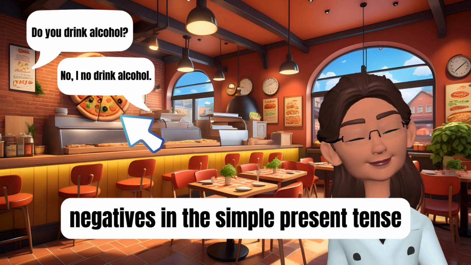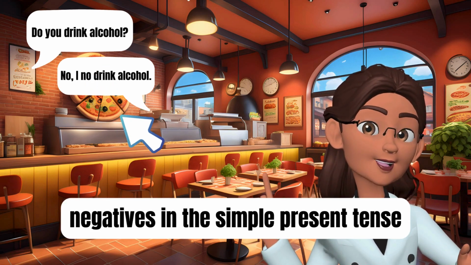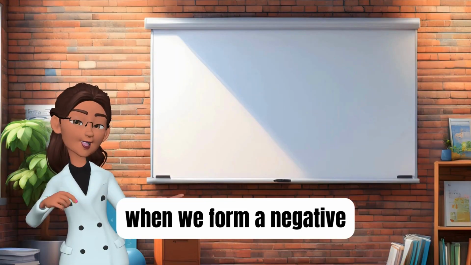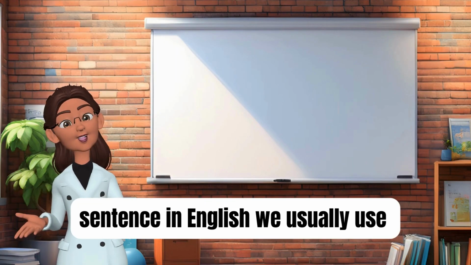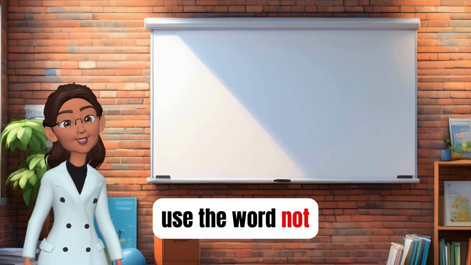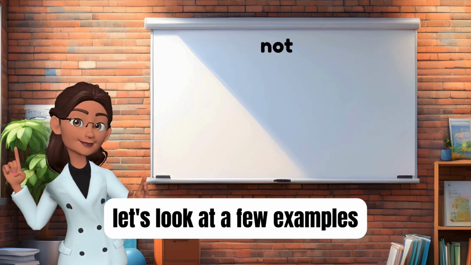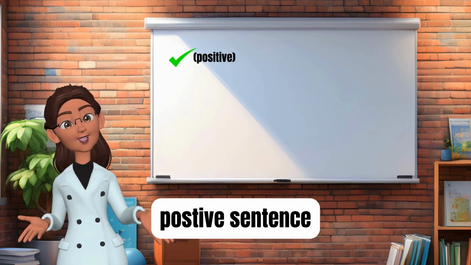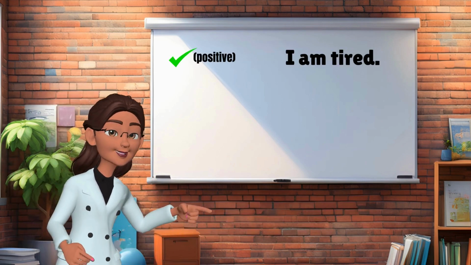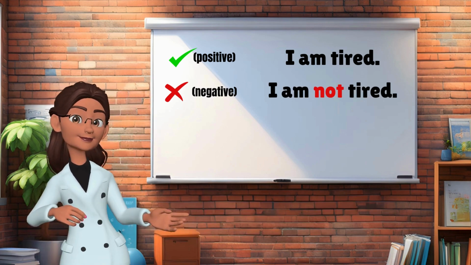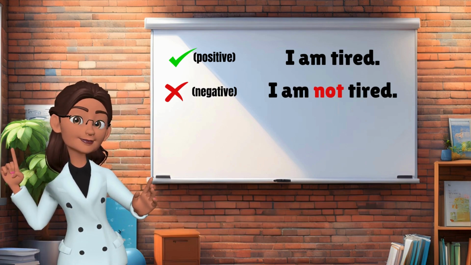Let's review negatives in the simple present tense. When we form a negative sentence in English, we usually use the word not. Let's look at a few examples. Positive sentence: I am tired. In its negative form, we would say, I am not tired.